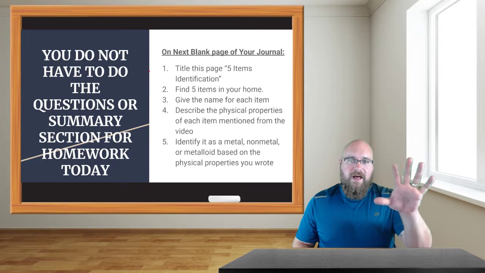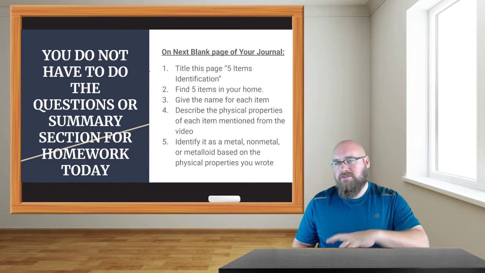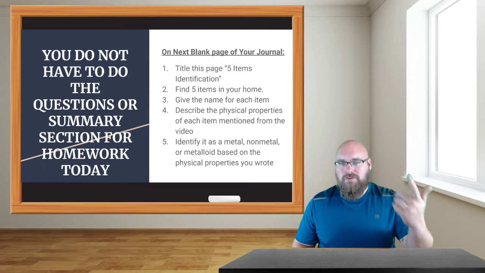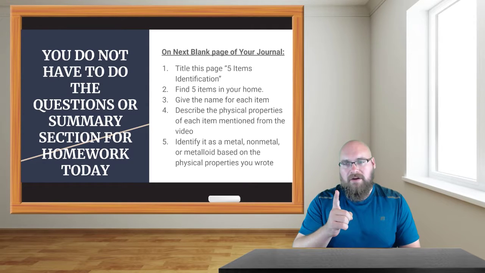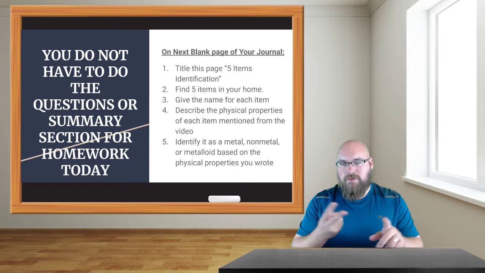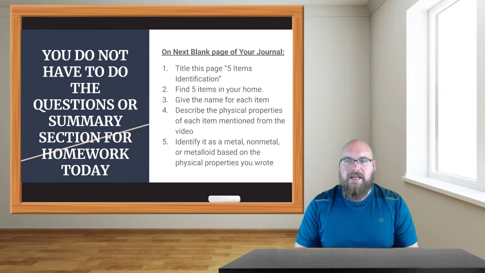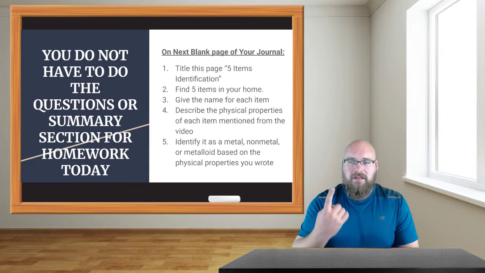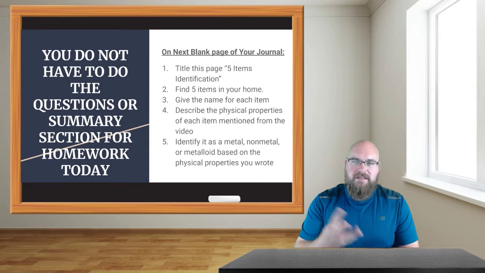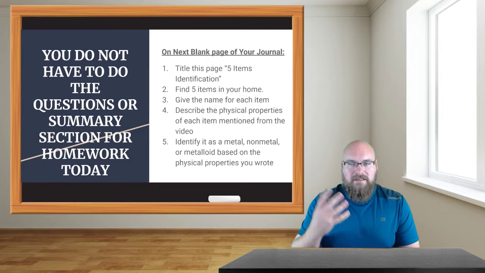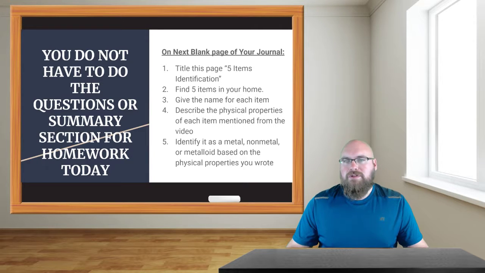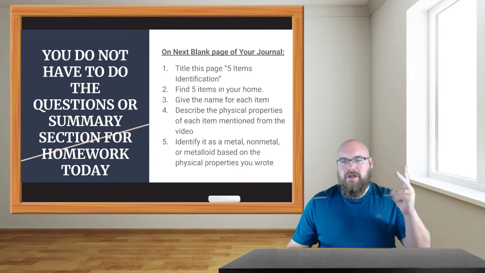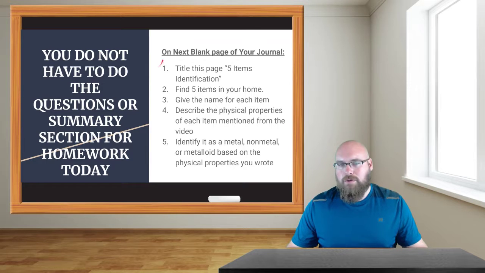I want you to choose 5 items from your life. It could be at home, at school, whatever. And I want you to choose these 5 items, and I want you to first name what they are. So if it's like a chair or a table or a toy or something like that, name it. I want you to describe its physical properties based on the ones that we've talked about. Its luster, its malleability, its ductility, and then of course its conductivity. Describe all 4 of those for each item. But then I want you to identify it as a metal, non-metal, or metalloid based on those physical properties.